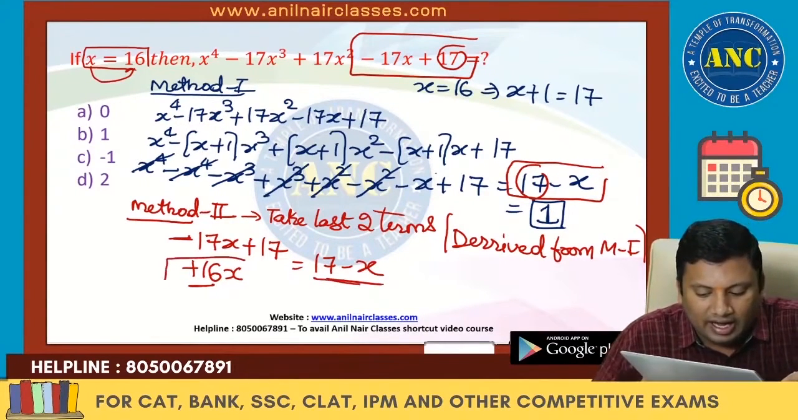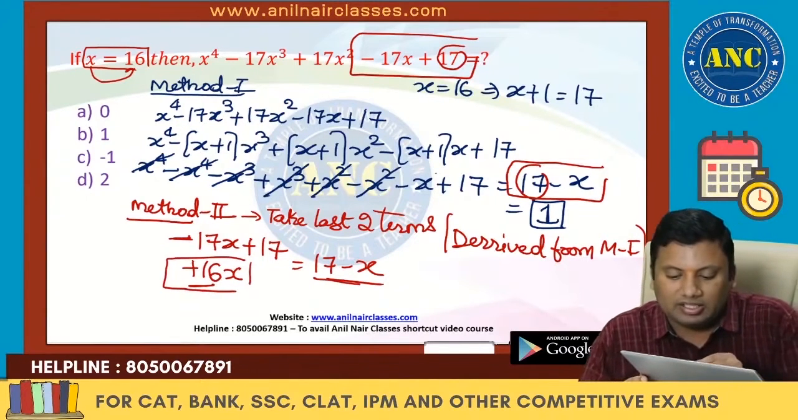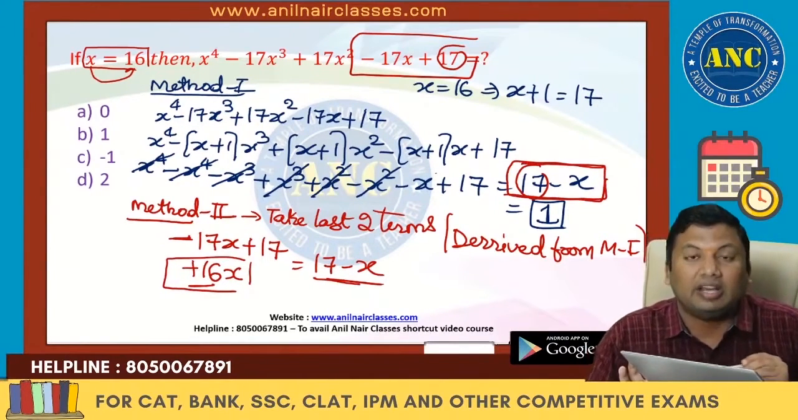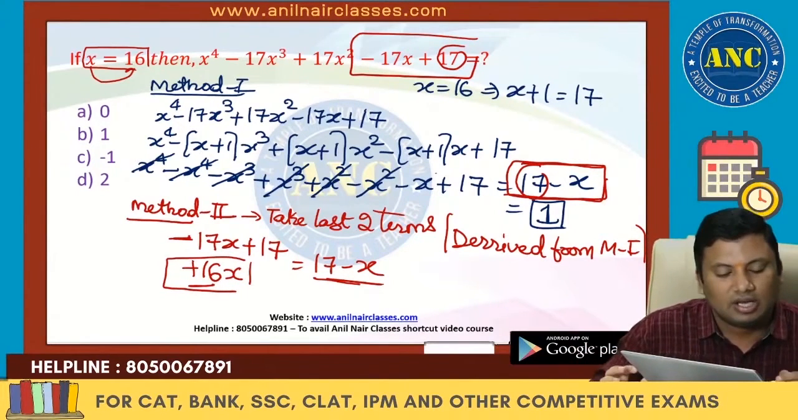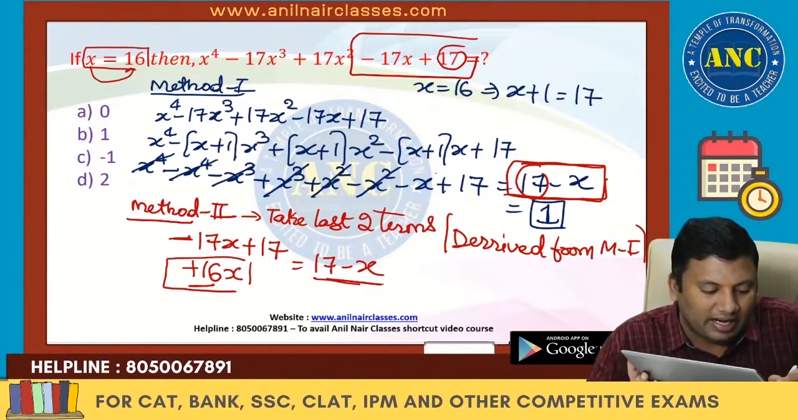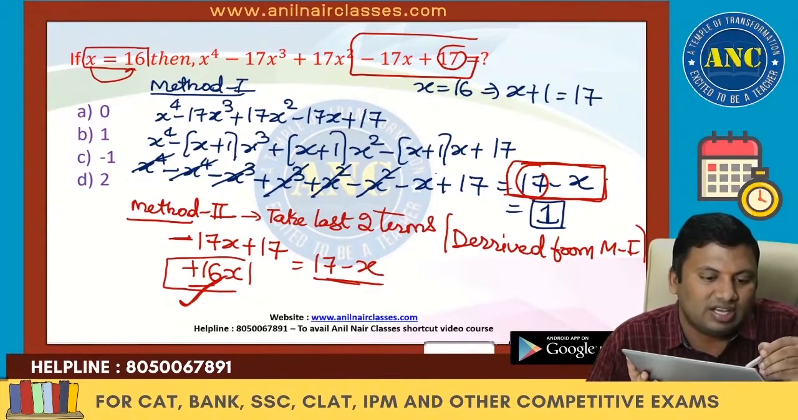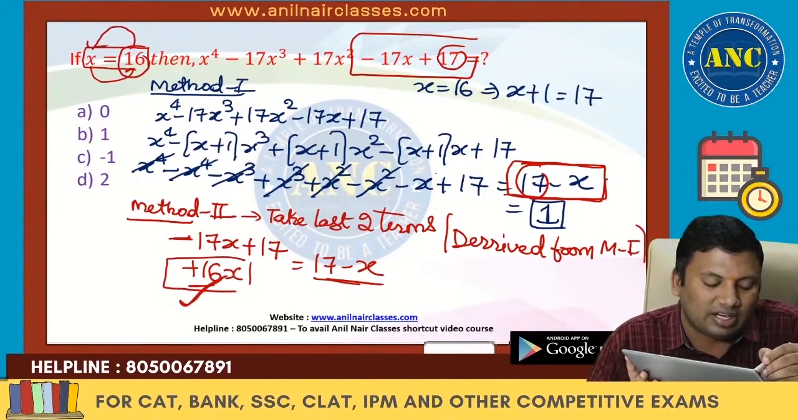Why are we adding plus 16x? Because in method number 1 I got 17 minus x. Minus 17x has to become minus x, so plus 16x needs to be added. From where did we get these 16x? 16 is the value that is given.